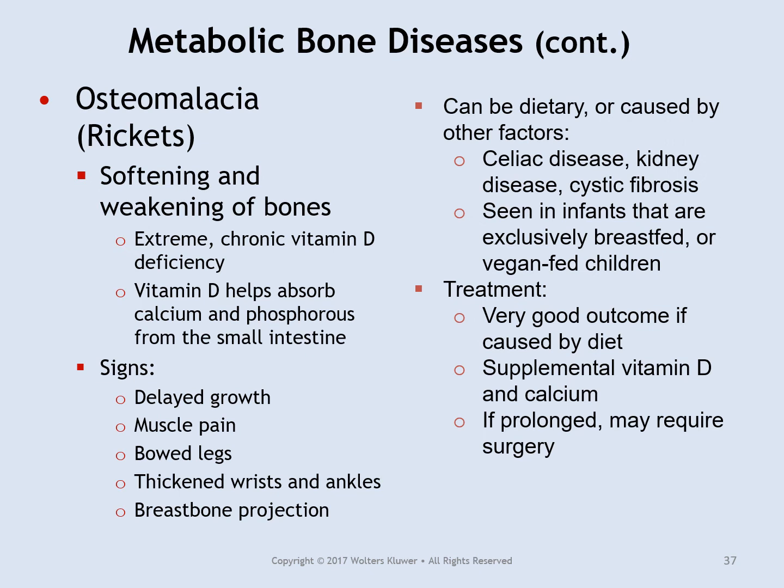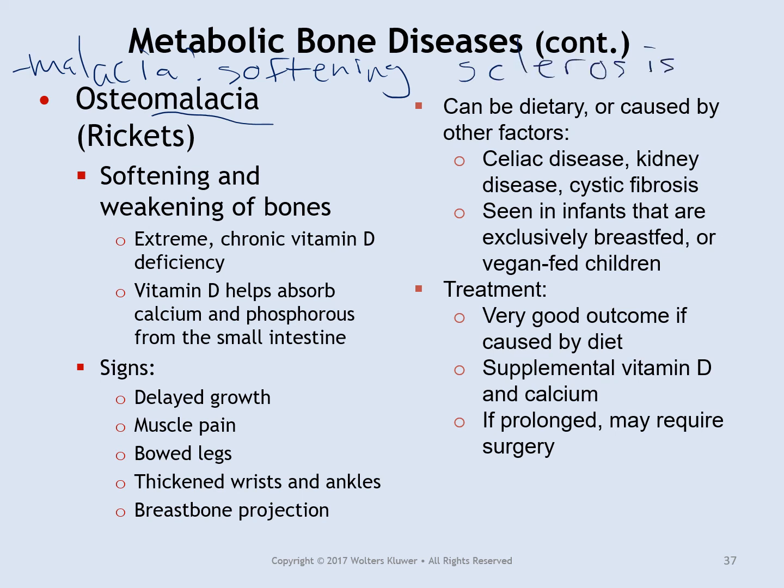Rickets is also called osteomalacia. You guys all watched the rickets video yesterday, hopefully. Our suffix here, malacia, means abnormal softening. If you remember, the opposite of this was sclerosis, which means something that's hard. So osteomalacia is softening of the bone, also commonly called rickets. This is an old disease. This is tale as old as time.